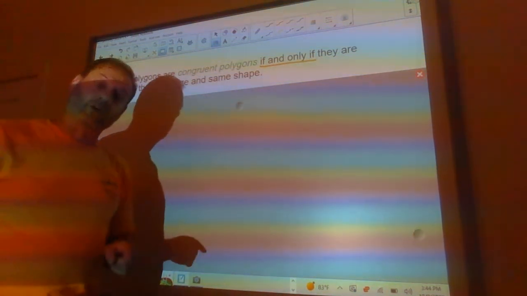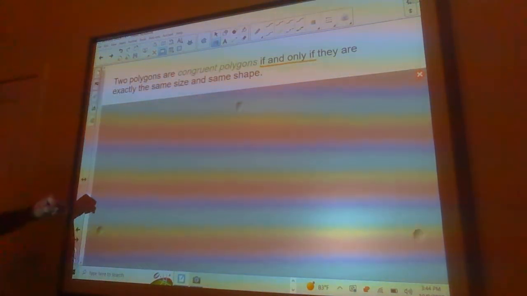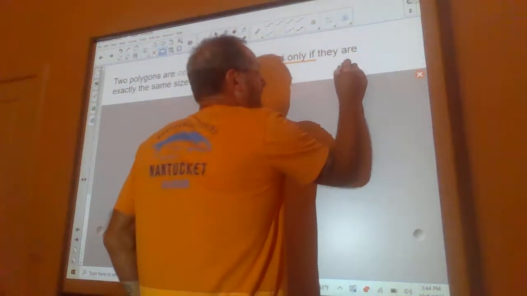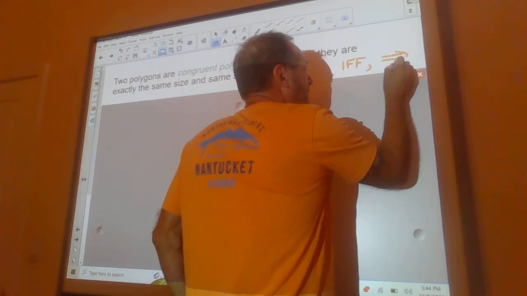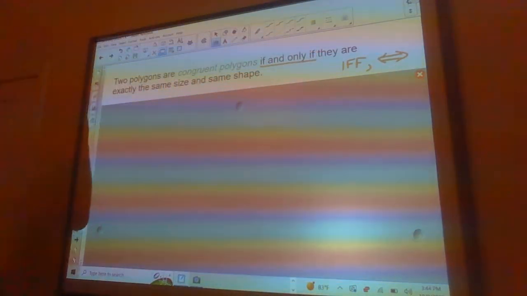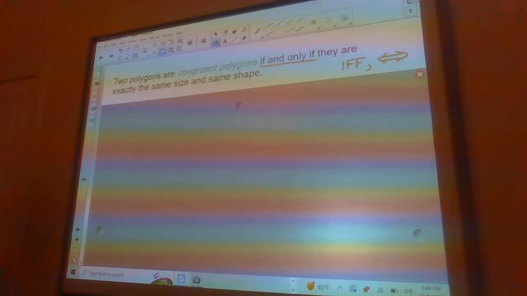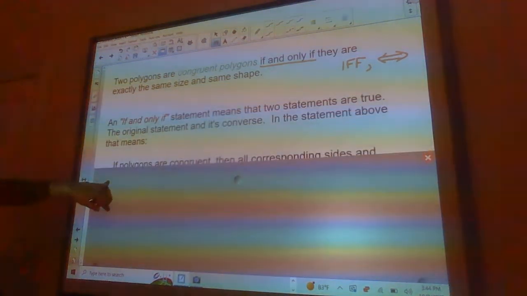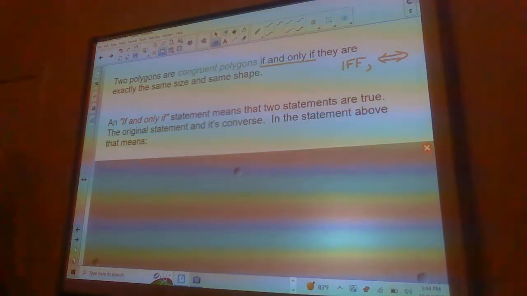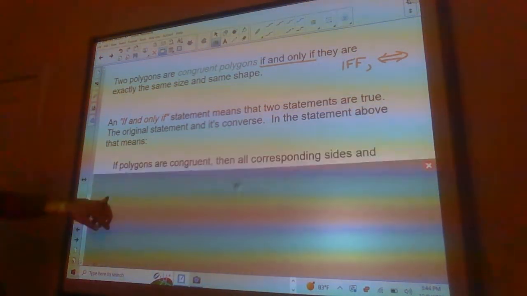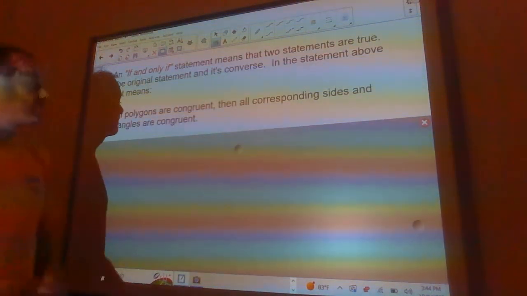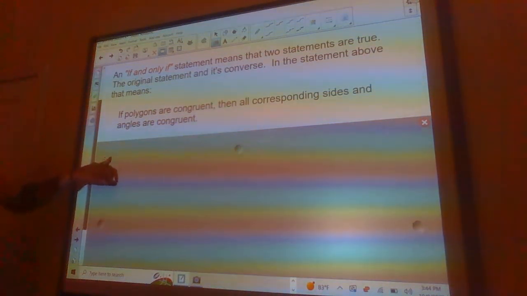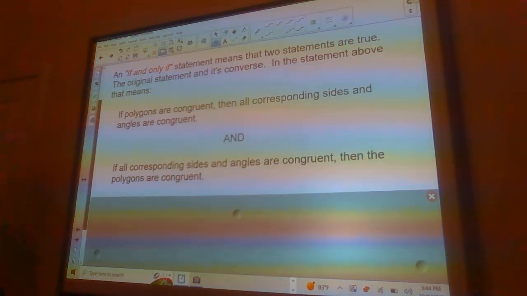Now that doesn't always work with everything. Sometimes you see if and only if written like this. Other times you see it written like this, with the symbol, a double arrowed deal like that. An if and only if statement means that 2 statements are true, the original statement and its converse. So again, if the polygons are congruent, then all corresponding sides and angles are congruent. And if all corresponding sides and angles are congruent, then the polygons are congruent.